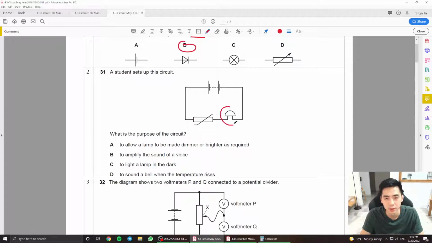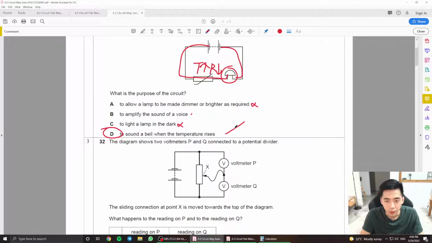This is a thermistor. This is an alarm bell, right? To allow the lamp to be made dimmer, there's no lamp here. To amplify the sound of your voice could be possible. To light up a lamp in the dark, definitely not. This is not a lamp. To sound a bell when the temperature increases, logical. This is obviously the answer here. When the temperature increases, the resistance drops, meaning more current flows through the bell, and obviously it's going to ring. Alright. Then moving on to this next part here.